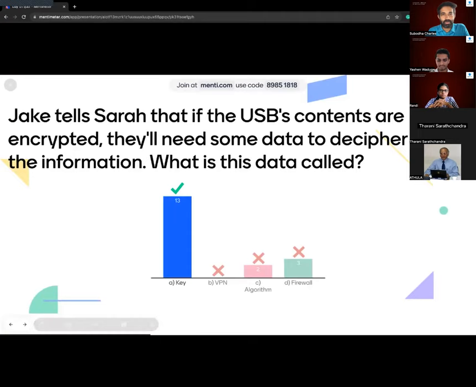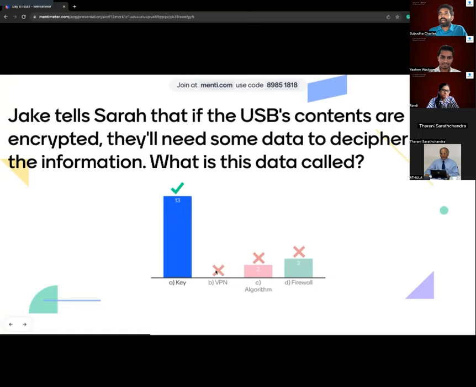Right. Most people gave the right answer. The question is, these two engineers, Jake and Sarah, are having a conversation. Jake tells Sarah that the USB's contents are encrypted, and to decrypt this encrypted data, they need some piece of data. The question is, what is the common name we use to refer to the data used to decrypt the encrypted data? Most of you have given the right answer: key.